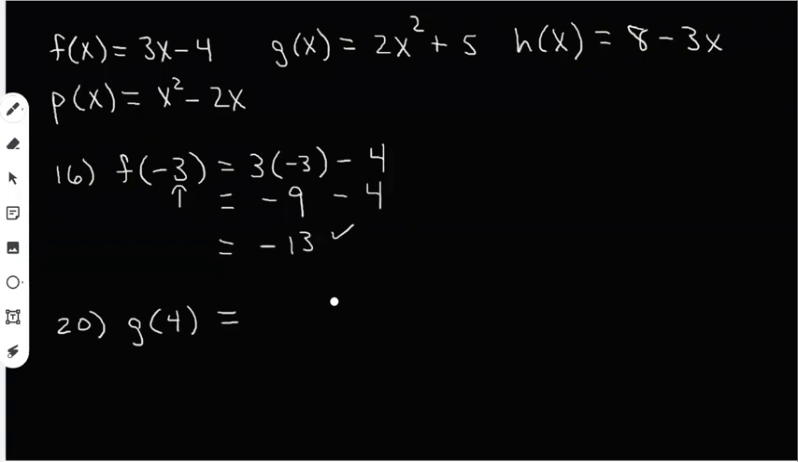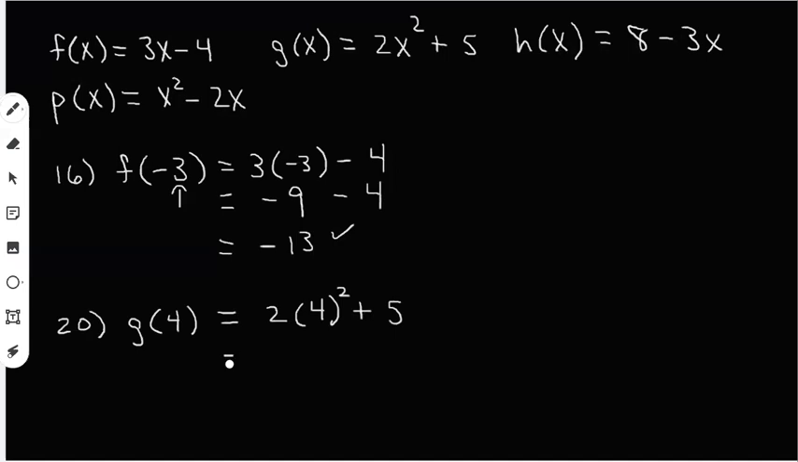Since we're using g of x, I'm going to write out g of x. I'm going to keep everything the same. The only thing I'm going to change is I'm going to let x be 4 this time. So we're going to put in 4 for x, but everything else is going to stay the same. I'm still going to have that 2 out in front, that exponent of 2, and that plus 5 at the end. The only thing that's different is I let x be 4 and see what happens.